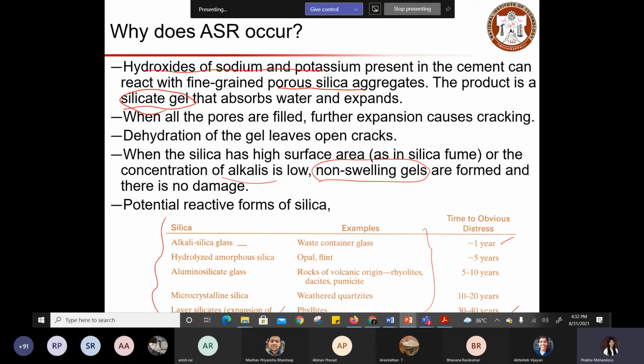You can use silica fume which has high surface area, and at the same time when you add silica fume in your cement, you can reduce the concentration of alkalis in it, and these things could result in non-swelling gels which are not harmful for your concrete. For the reaction to occur, you need to have potentially reactive forms of silica, and if you avoid this reactive silica, especially in aggregate, then you will not have ASR issue. So you can see what type of aggregates could be alkali reactive, and the time required for such alkali reactive aggregate to cause distress.